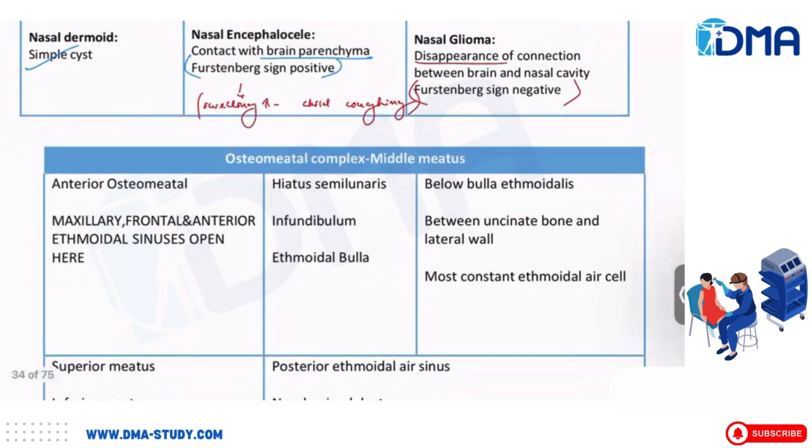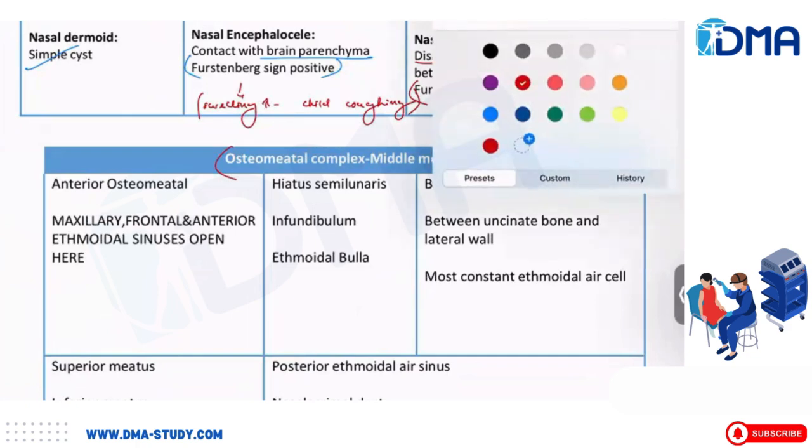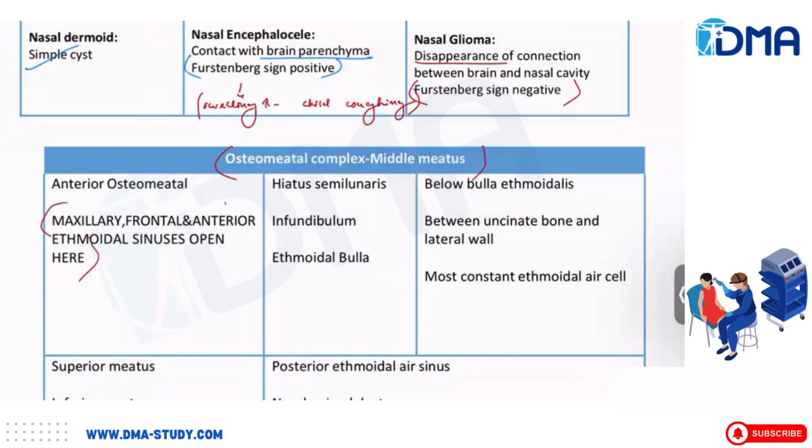Then it completes the embryological anatomy of the nose. Now let's enter into the anatomy of the nose. The most important anatomy is the lateral wall of the nose, under which we have to understand the osteomeatal complex. The anterior osteomeatal complex drains the sinuses such as the maxillary, frontal and anterior ethmoidal sinus, through structures such as the hiatus semilunaris, an imaginary space found below the bulla ethmoidalis, and then the infundibulum. This infundibulum is found between the uncinate process and the lateral wall.